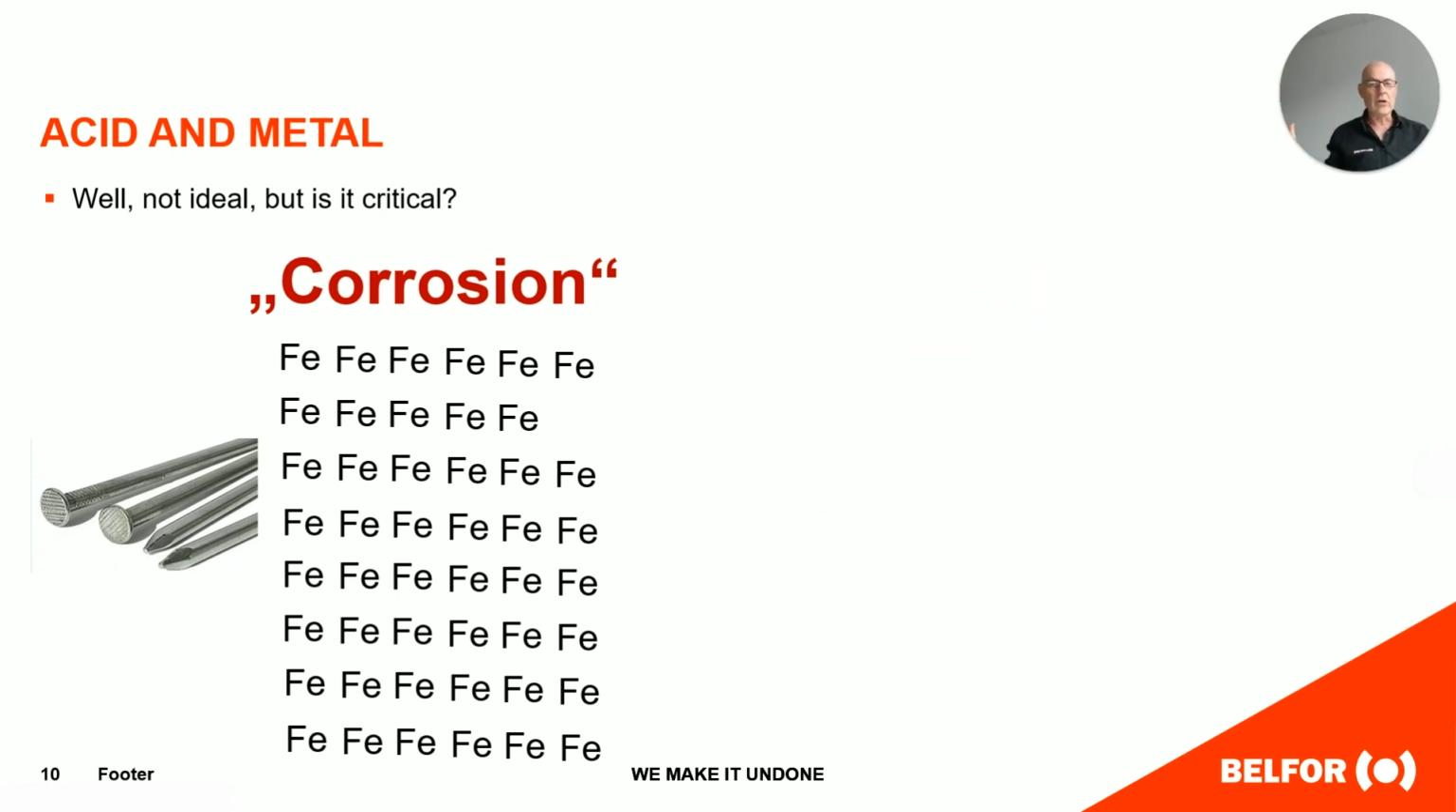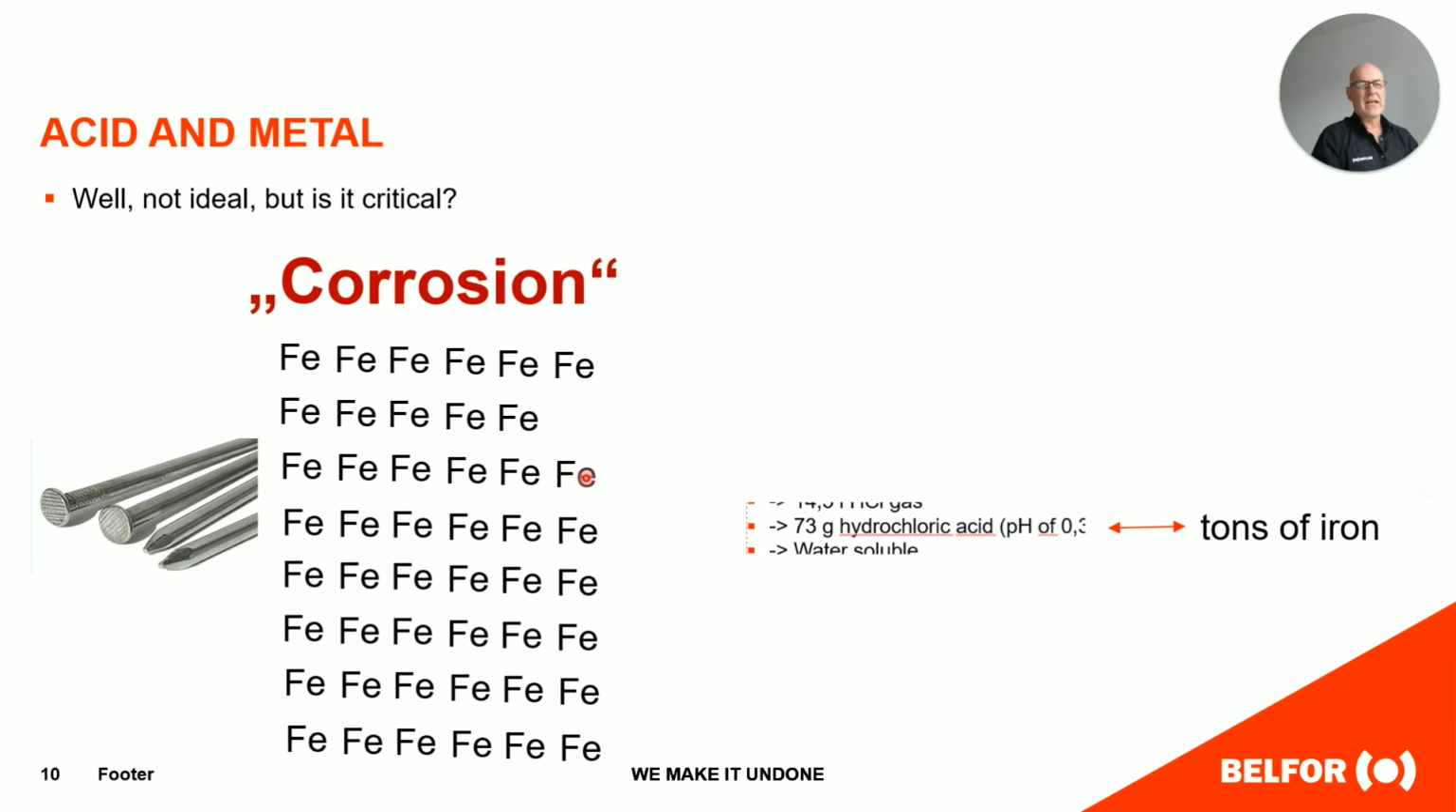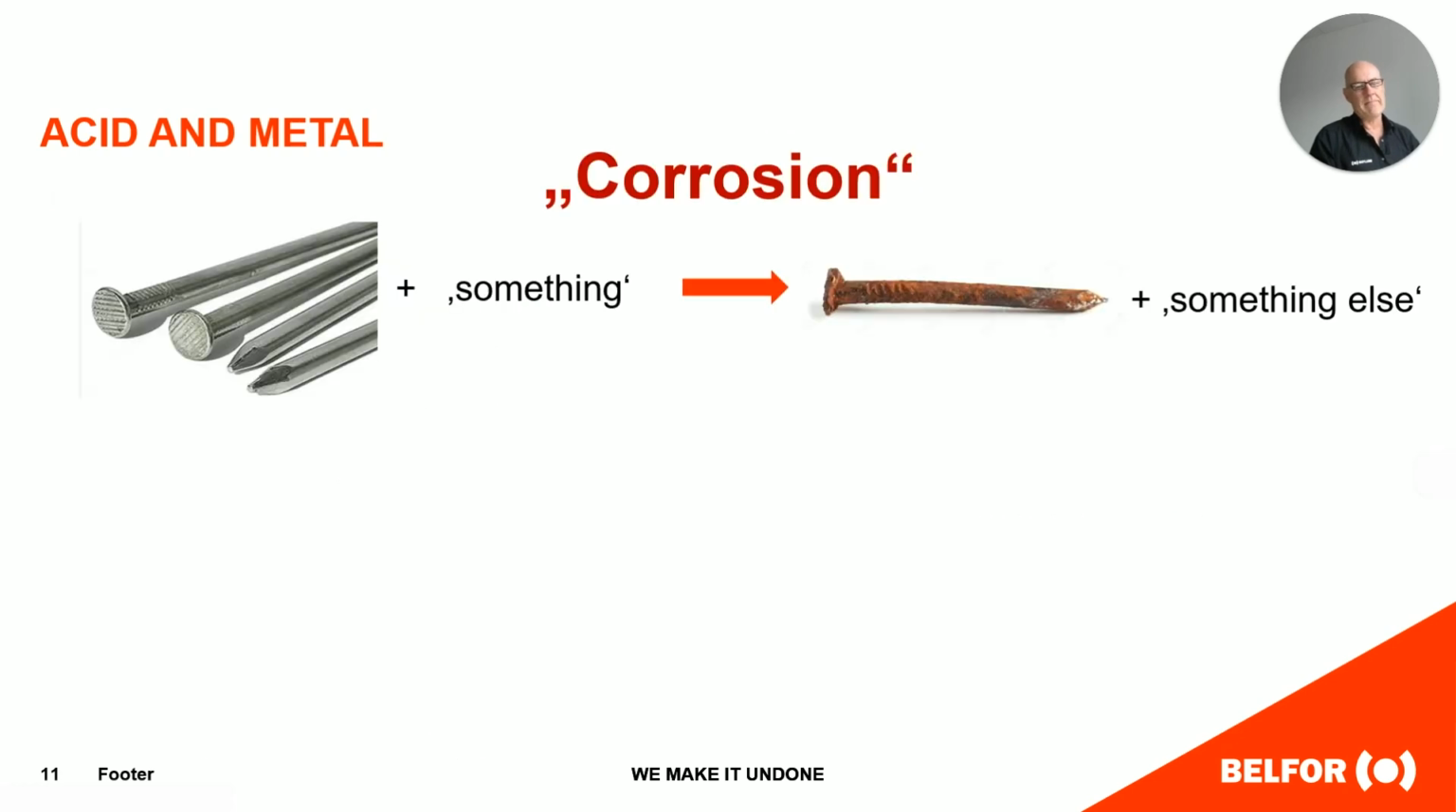So, both are gone. Now you could say, okay, come on, I have so many atoms, so if I lose one, I don't care. And yes, I might have 73 grams of hydrochloric acid, or maybe a kilo, or maybe 2, or maybe 5. But on the other side, I have tons of iron. Tons. So, come on, so what? Well, the stupid thing is this something else.